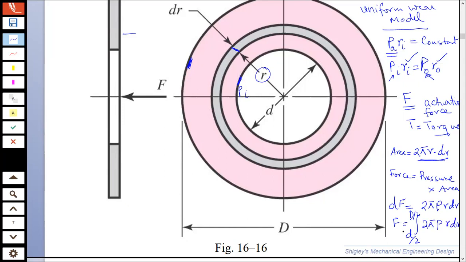Now, let me write this over here. Can I write that as F equal to, let's take the constants out. So 2 pi is constant, and what about p r? Isn't that a constant too? Let's take that out. So if I write Pa, which is the maximum pressure, times Ri, and Ri is equal to d by 2, and then integration from d by 2 to d by 2, what is left over there is r dr.